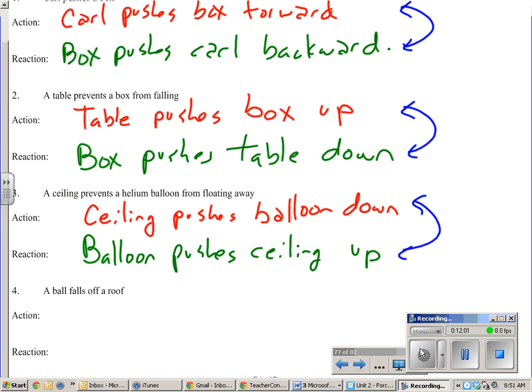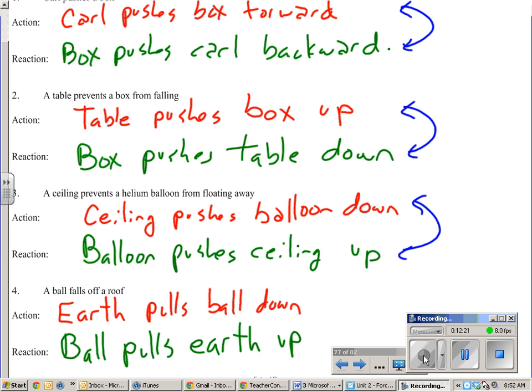And again, try not to think about this too much. And we'll talk about it a little bit more after you've watched the video. But so here's your action and your reaction. The action is the earth, or the earth's gravity, pulls the ball down. So remember, to find your reaction, just switch the two objects and change your direction.